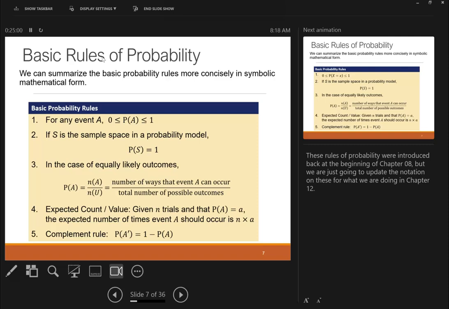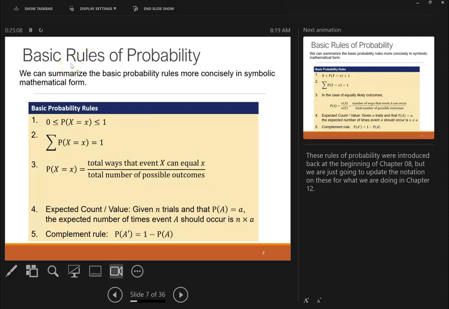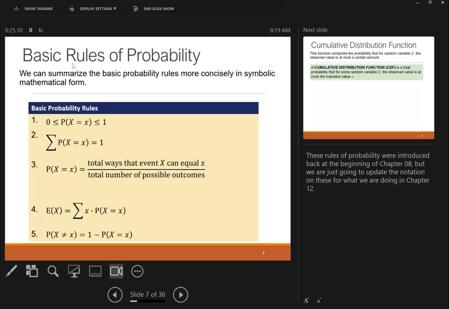Everybody's okay? Again, this should all look familiar. It's just restating these same things we saw in Chapter 8, maybe with slightly different vocab here. And if we want to talk in terms of a random variable, this is just me translating those same statements into the language of a random variable.